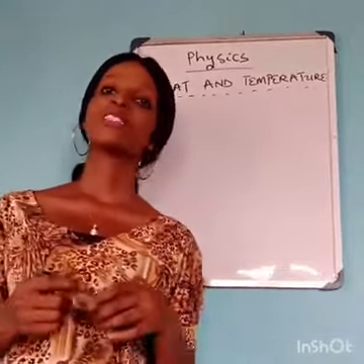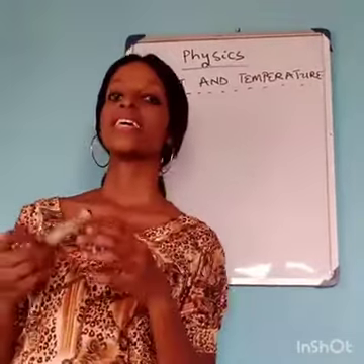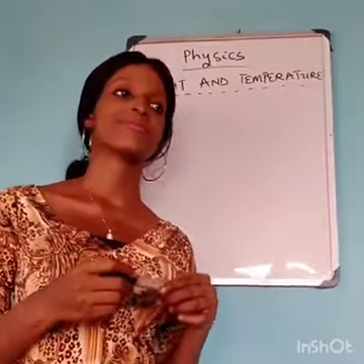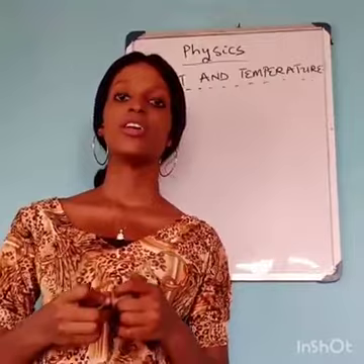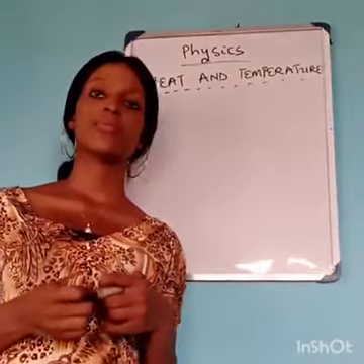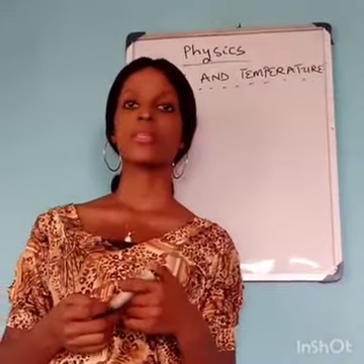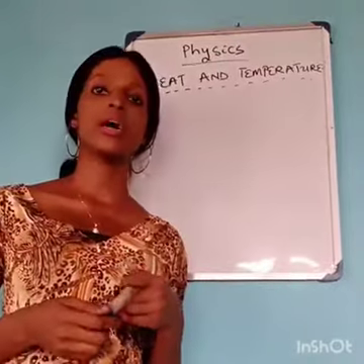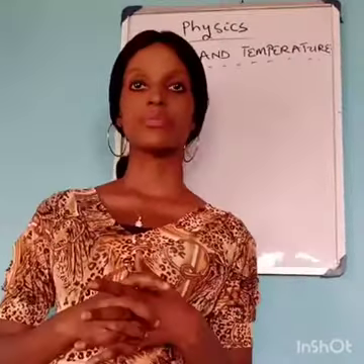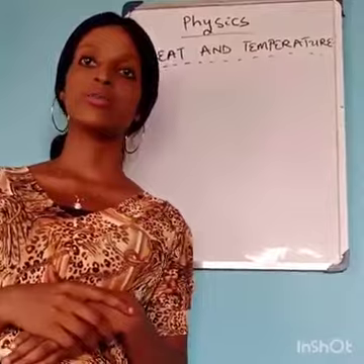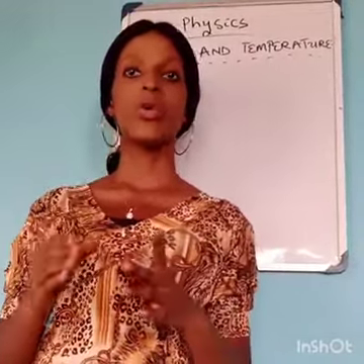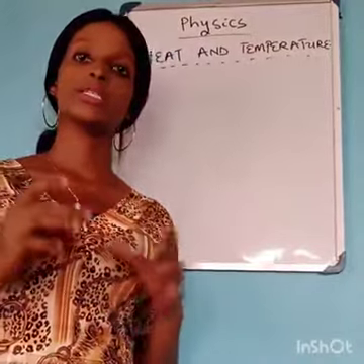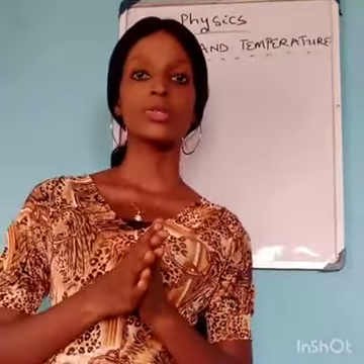Today, we shall be handling two concepts: heat and temperature. Heat on its own is a form of energy known as thermal energy. By definition, it is a measure of the total internal energy of a body. From our common experience, we see that hotter objects tend to get colder, while colder objects tend to get hotter when they are placed together.